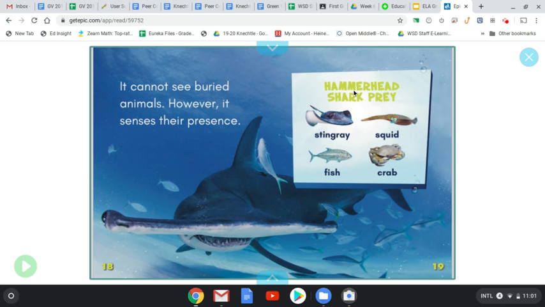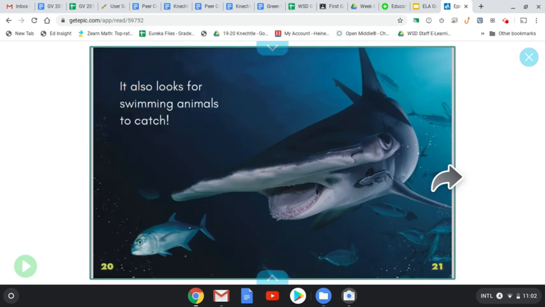Here's another diagram. It says hammerhead shark prey. So these are some of the things that he likes to eat. Stingrays, fish, crab, and squid. Maybe you have seen some of these at the beach sometimes. That's what the hammerhead shark likes to eat for his dinner. It also looks for swimming animals to catch.